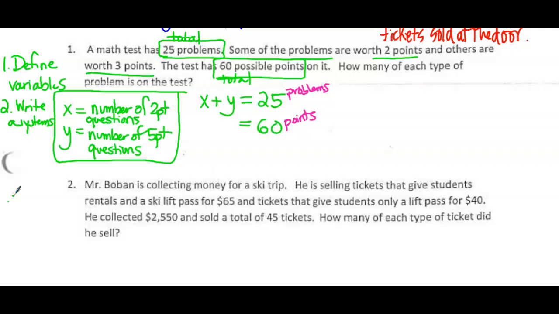Now, the second equation is about points. And we know every x question is worth 2 points. So you make that 2x. We also know we're adding number of 5-point questions, and those are worth 5 points. So that is how you come up with your equation for both totals. X plus y is 25, 2x plus 5y equals 60.